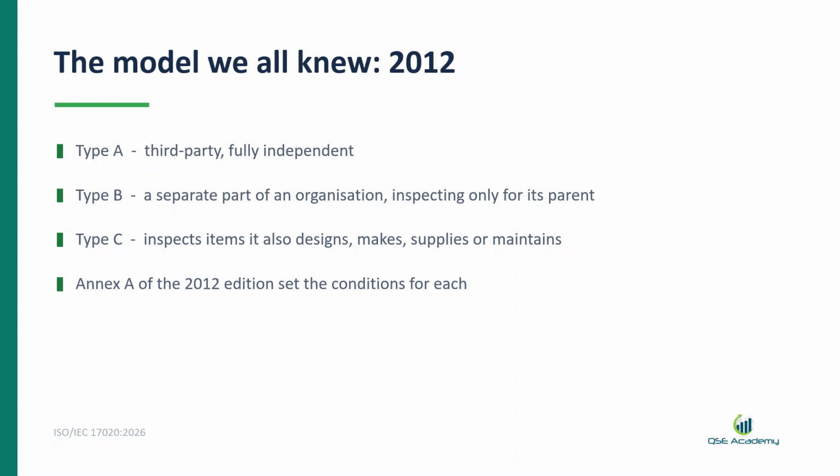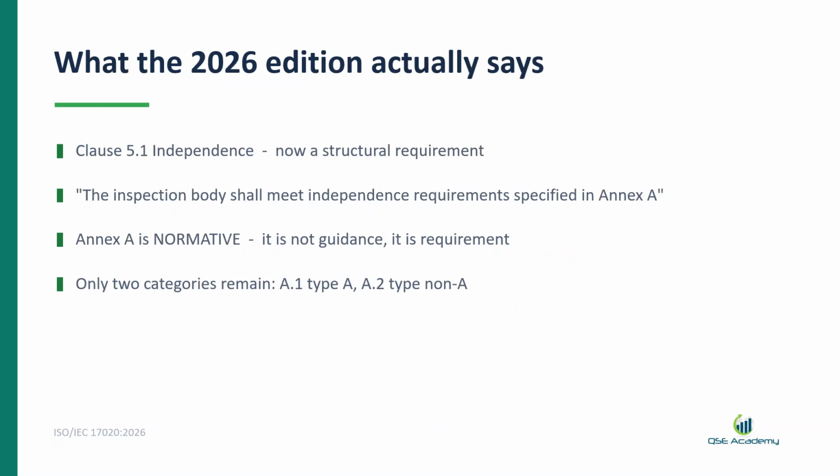That model is now gone. Here is the first thing that matters, and most summaries online get it wrong. Independence is no longer buried inside the impartiality clause. In the 2026 edition, it has been promoted to a structural requirement, Clause 5.1, and it says, and I am quoting the standard here, the inspection body shall meet independence requirements specified in Annex A, based on the conditions under which it performs its inspection activities, and, if applicable, as required by the inspection scheme.